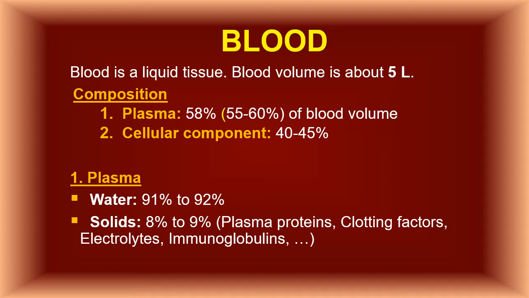Components of the blood: we have plasma and cells. Plasma is usually 58% of the whole volume, and the cells compose almost 40 to 45%. Plasma is mainly made of 90% water, or a little higher. Other components are called solids, like plasma proteins, clotting factors, electrolytes, immunoglobulins, hormones, a lot of components. All of these gathered together are called the solids of the plasma.